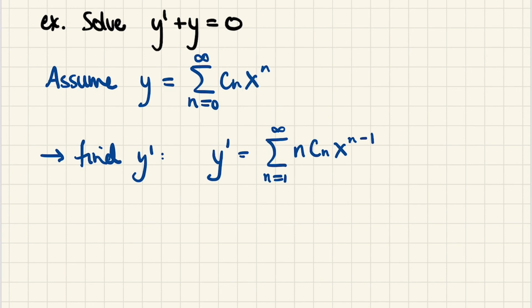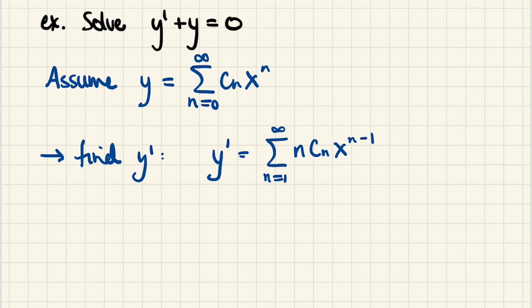Now, why did we start the index at n equals 1 and not n equals 0? Well, we could have started it at n equals 0, but if you did that, then you'll notice the first term of this would be 0 anyway, because 0 times all that other stuff. So you might as well just start the series at n equals 1. And if we were to take more derivatives, y double prime, y triple prime, and so on, then the index would start at n equals 2, n equals 3, etc. So typically the starting index coincides with the order of the derivative.